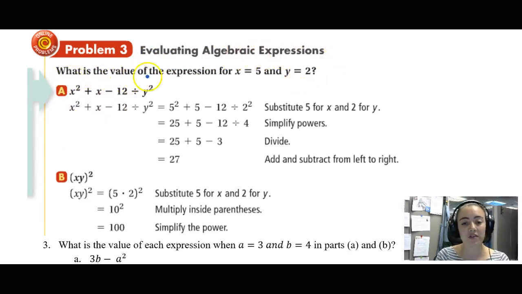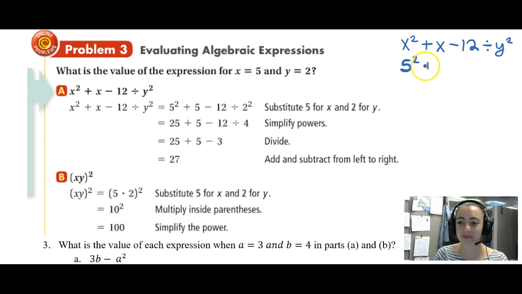What is the value of the expression for x equals 5 and y equals 2? Let's work through this. The first one we have is x squared plus x minus 12, divided by y squared. First thing, let's substitute in. Anytime it says x, we're not writing x anywhere, we're writing 5, because we know x is equal to 5.